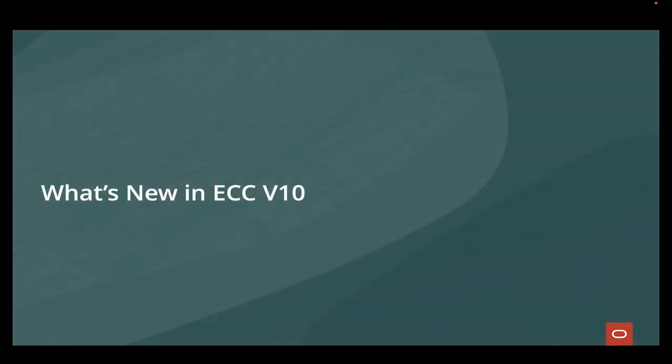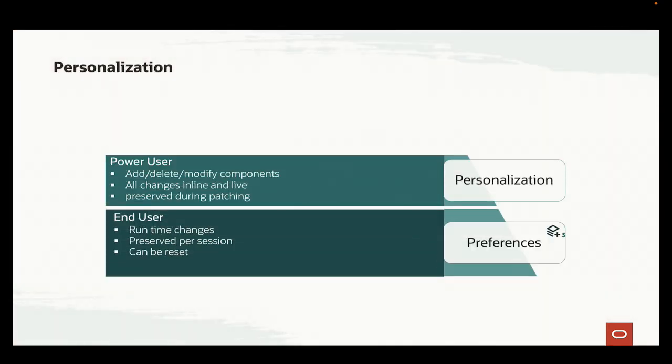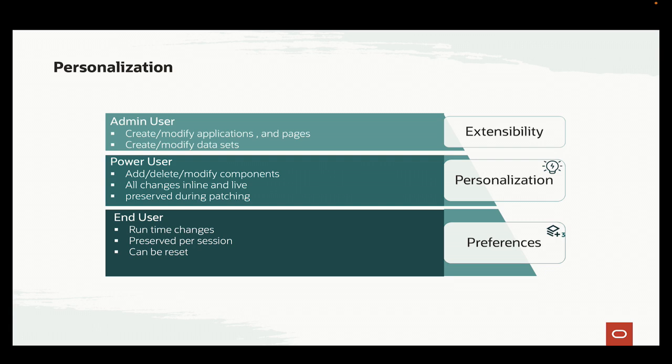OK, so functionally, I showed you very high level, basically the content of ECC V10. What about the content from a technology perspective? We've done a lot on the personalization side. So we debuted capabilities at the end user level, meaning as a business user, I can make changes to the UI, and they will persist forever. You can think of the saved searches that I showed earlier as one like that.